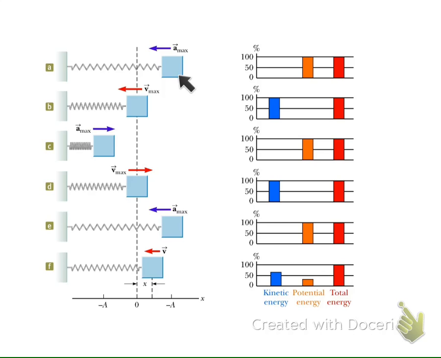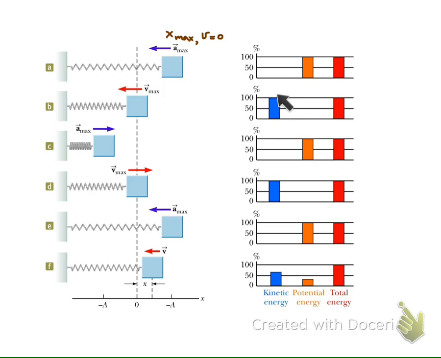At the maximum displacement at this point, here x is x max, so the acceleration a has a maximum value also, and at this point we know that v is equal to 0. So if we look at the energy diagram, you can see that the kinetic energy is 0.